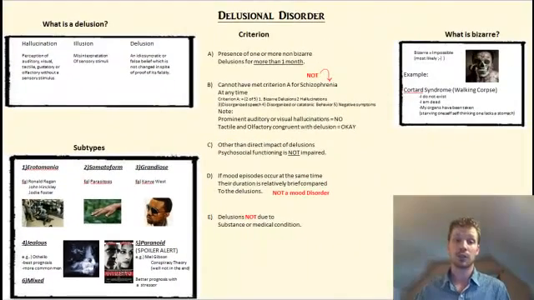That is delusional disorder. Those are the subtypes. It cannot be bizarre. We know what a delusion is. We have to meet A, B, C, D, and E. Remember, A is the presence of one or more non-bizarre delusions for more than a month. You cannot be schizophrenic. It cannot be because you're having psychotic breaks due to a mood disorder. It cannot be due to a substance. It cannot be due to a medical condition. And finally, your psychosocial functioning is not impaired in other areas of your life, only in relation to the delusion.